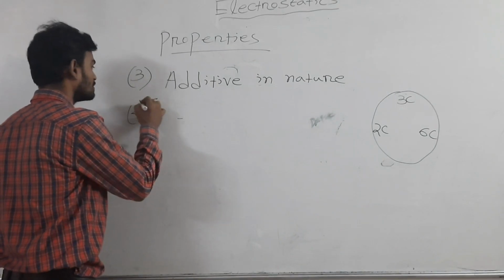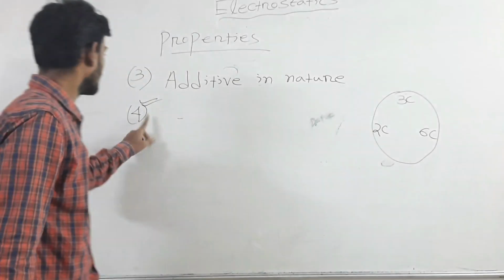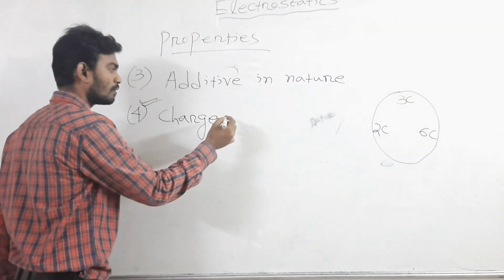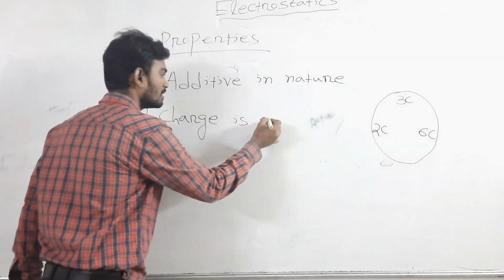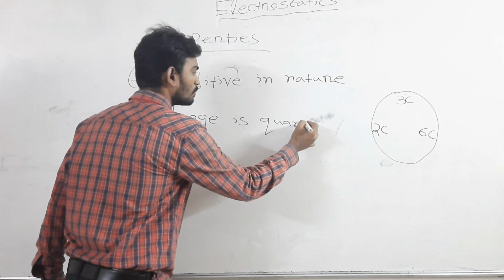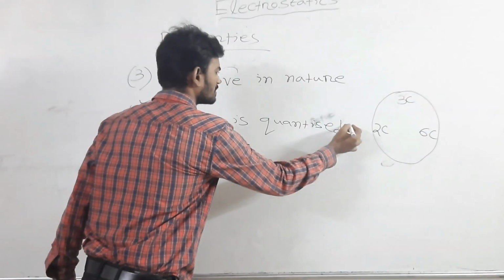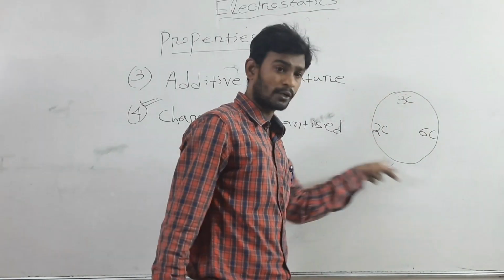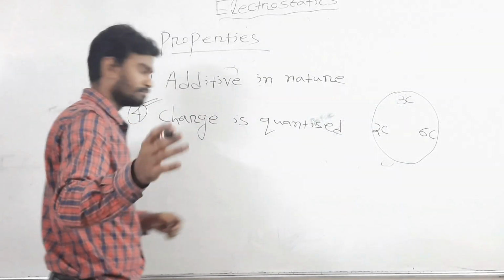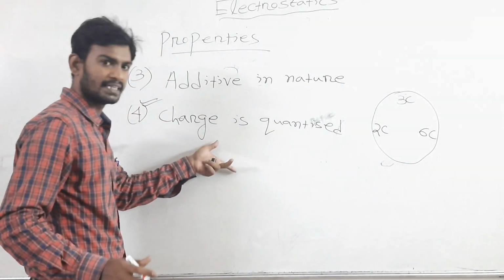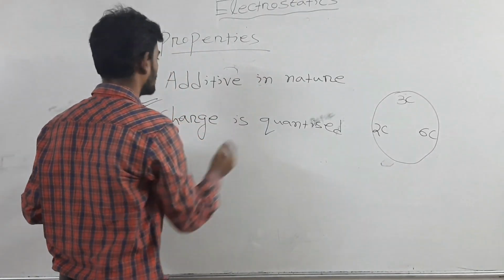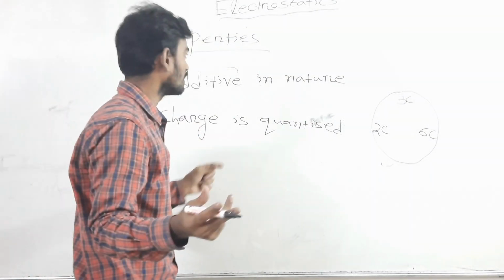Then the fourth property is a very important property. It is called quantization of charge, or charge is quantized. It means the total charge of an object or body is equal to... Before giving the mathematical form of this quantization of charge, I want to give you a symbol for charge.